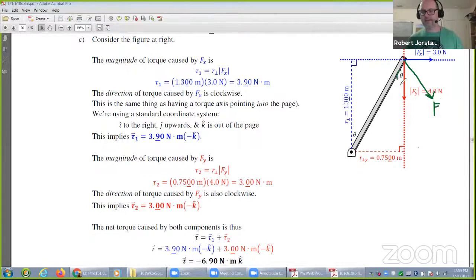Notice the angle theta is not the angle that we need to use in RF sine theta. It's a decoy. It's the sine of the angle between, which I'll call theta RF, the angle between R and F. And if you look in this picture, the angle between the radius vector from the pivot to the point where the force is applied is not theta.